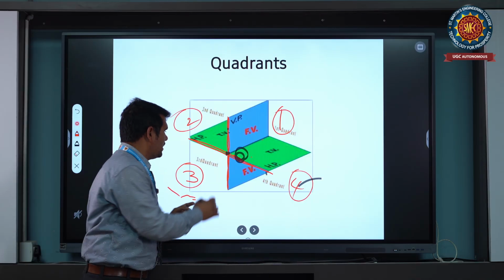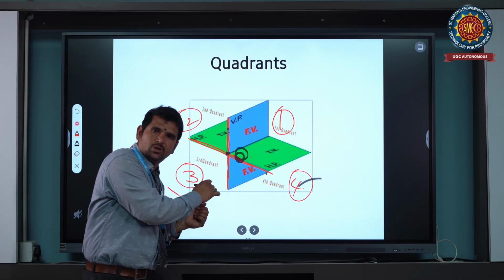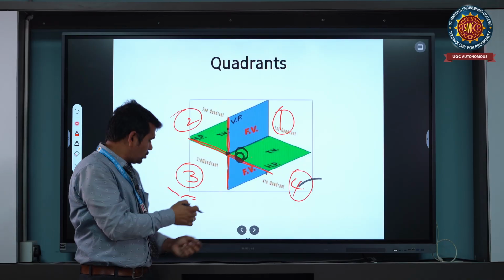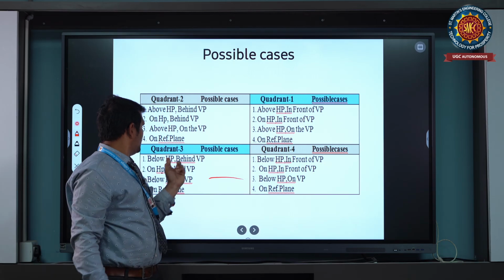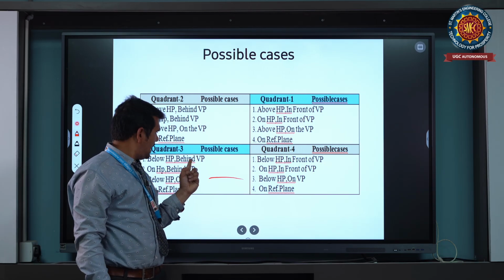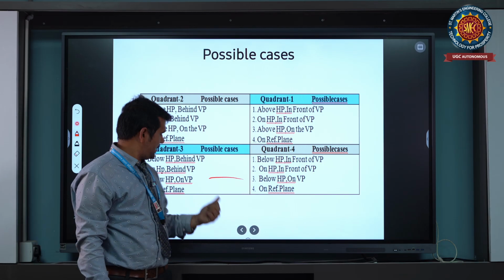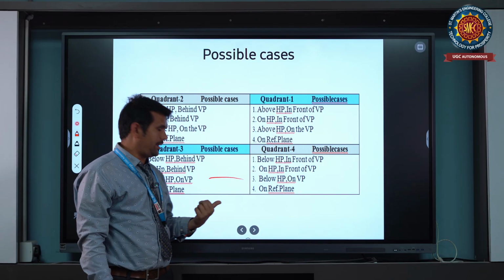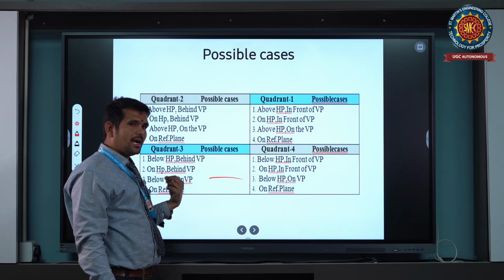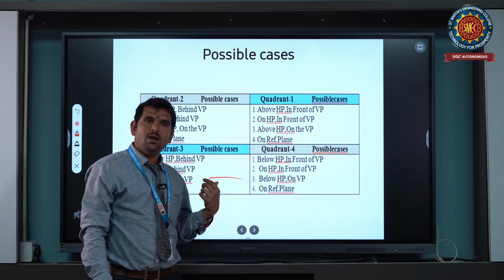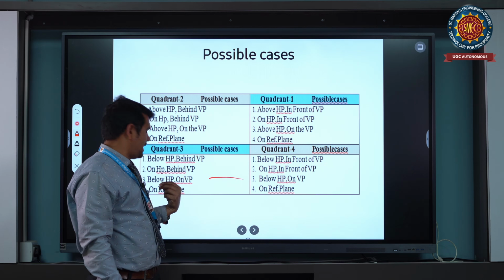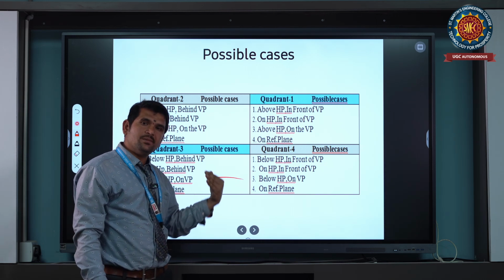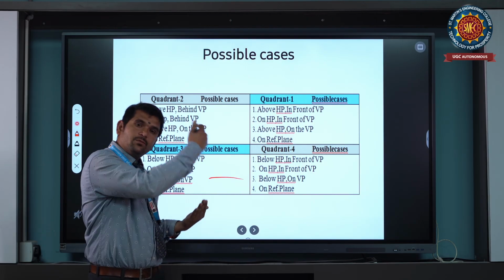So now we are seeing the possibilities in the third quadrant. So how is it? Behind, below. So the point is below the HP and behind the VP. Next one is on the HP, behind VP. Next, the third one is below HP, on VP. Next, the fourth one is on reference. All of these come under the third quadrant.